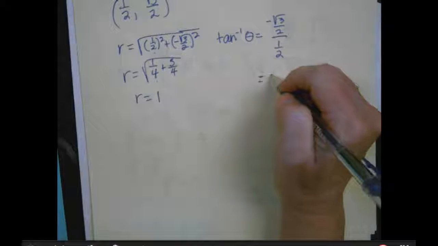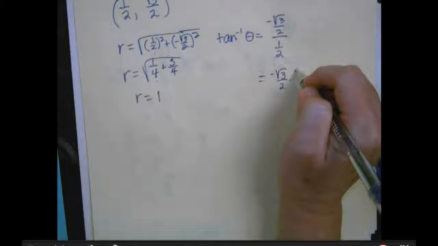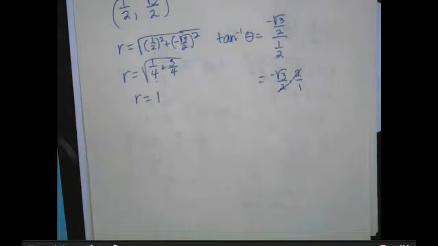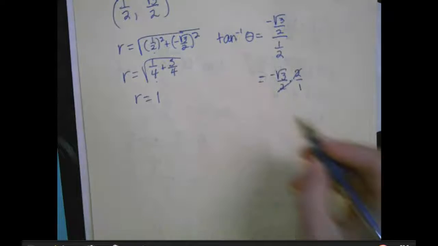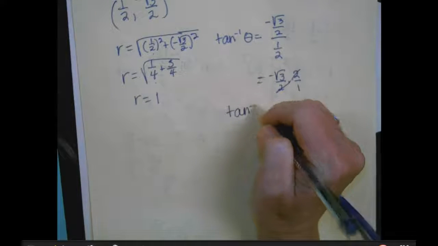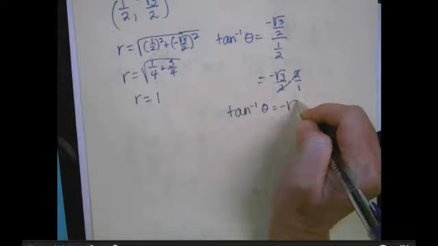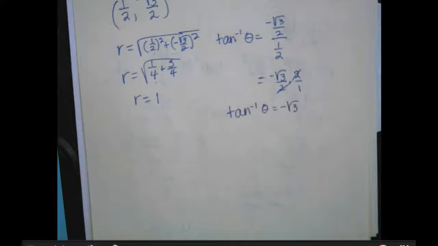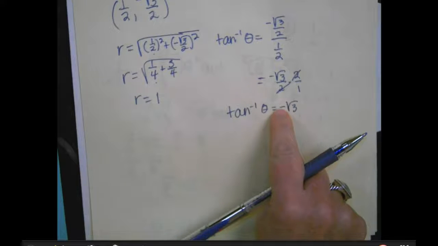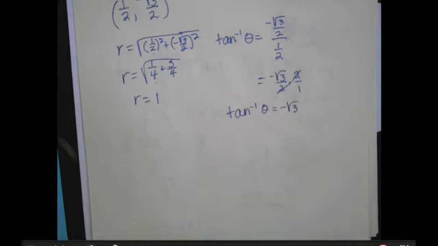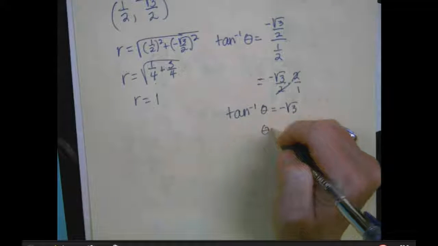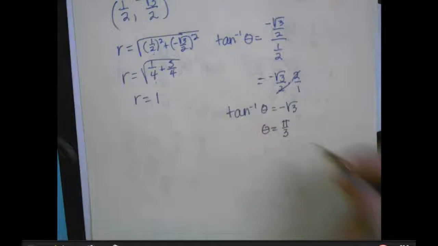So I'm going to write this down for you. Negative square root of 3 over 2 times 2 over 1. And those big bad 2's cancel out. And it's going to leave me with the inverse tangent of theta equals negative square root of 3. So now we're going to do the super hard part because we wrote it down in our notes yesterday. I'm going to ignore the negative for just a second, and I'm going to ask you, where is the tangent of theta equal to the square root of 3? Pi over 3. Thank you.